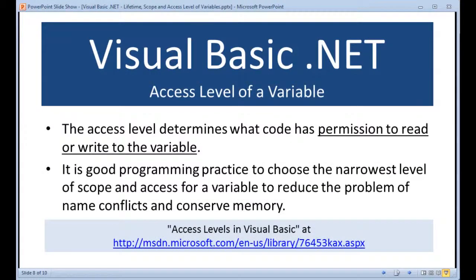Now, access level is a little bit different. It determines what code has permission to read or write to the variable. And it is good programming practice to choose the narrowest level of scope and access for a variable to reduce the problem of name conflicts and also to conserve memory.